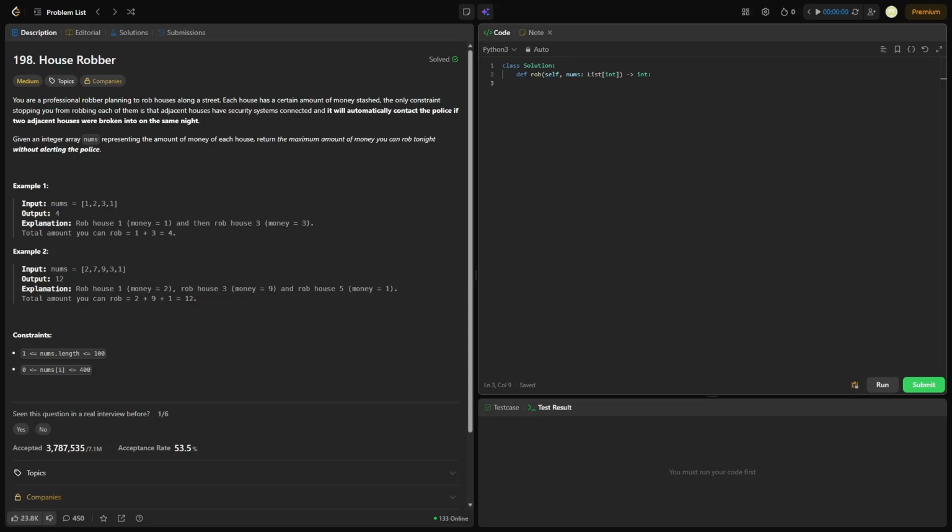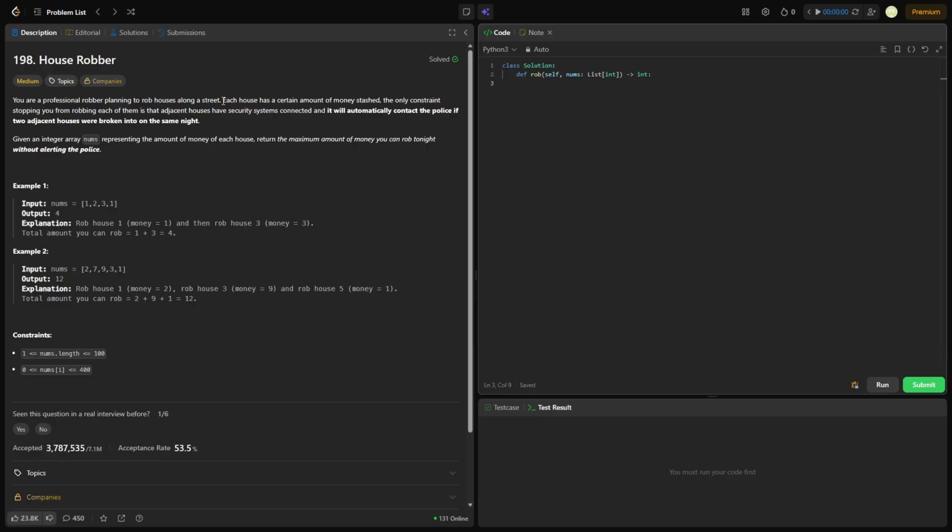What's up, everyone? This is LeetCode 198, House Robber. So, this is a DP problem, right? Just to preface that, keep that in mind. So we're a professional robber. We're gonna rob houses along a street, and each house has a certain amount of money stashed.